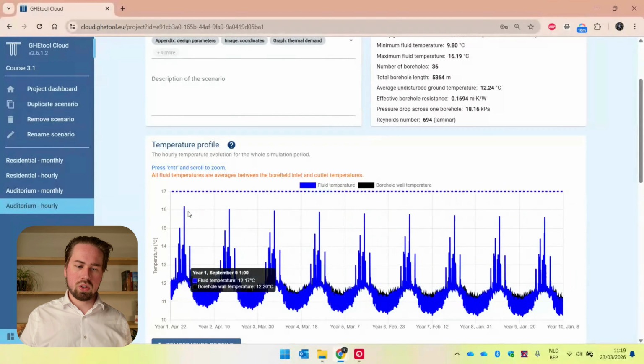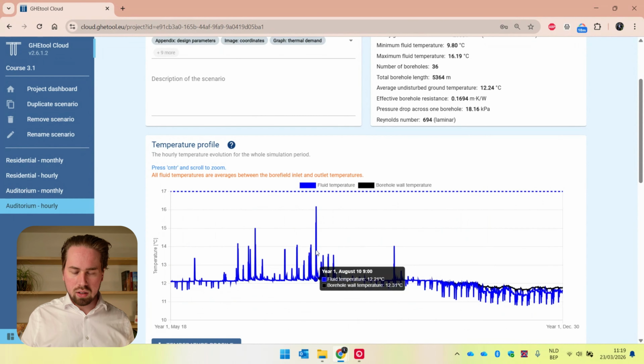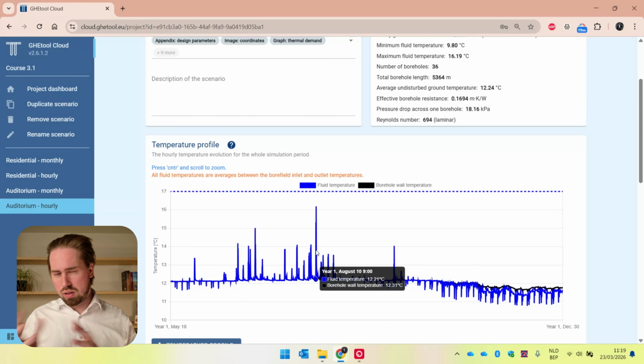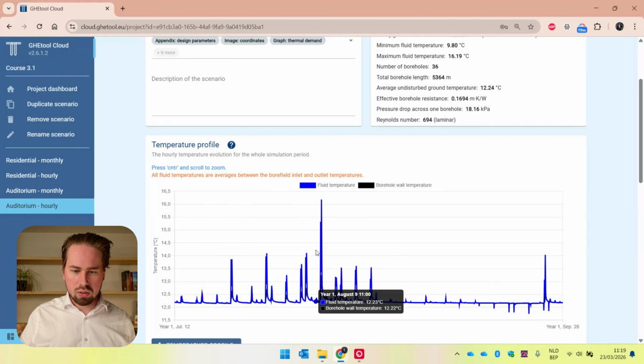So if we just zoom in, you see here that we have a very peaky profile. And that's because, to give you some insights, this auditorium was simulated with floor heating. But because the auditorium fills itself immediately with people, heating up quite fast, the cooling is all air. That's why we have quite a high cooling peak, not on a yearly basis, but the peak demand is quite high. But you can see it just for a couple of hours.